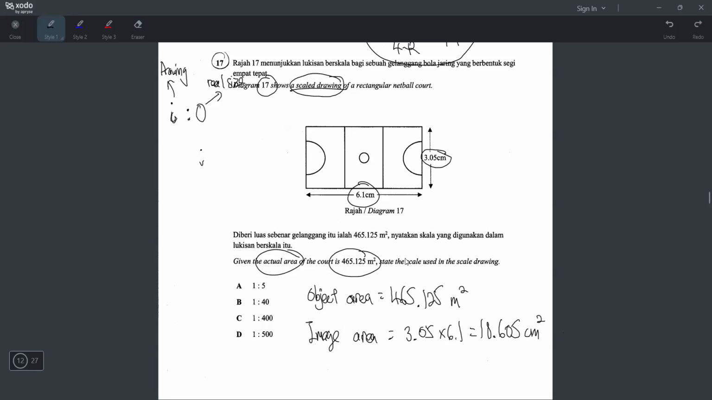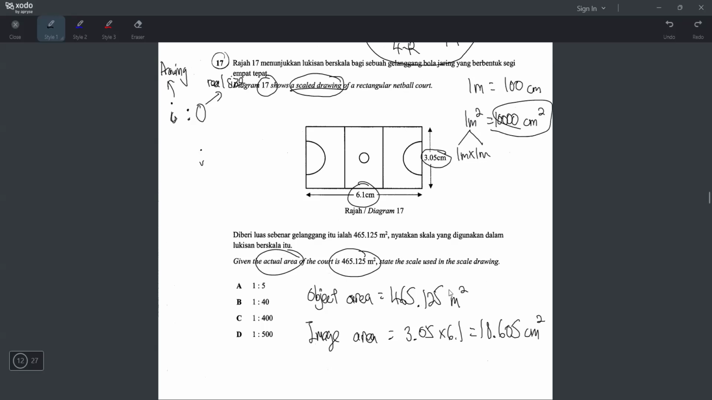Okay, so let's make it same unit first. If 1 meter got how many cm? 100 cm. But 1 meter square got how many cm square? Students sometimes they will tell me 100. But it's wrong. For 1 meter is 100 cm, but meter square to cm square is not 100, it's 10,000. Why is it like that? Because 1 meter square is actually 1 meter times 1 meter, and 1 meter is 100 cm. That means it's actually 100 cm times 100 cm, which is 10,000.